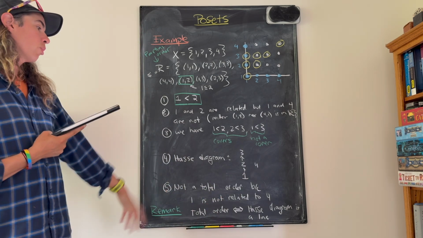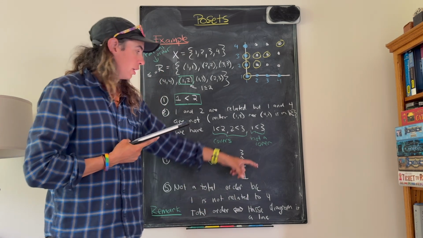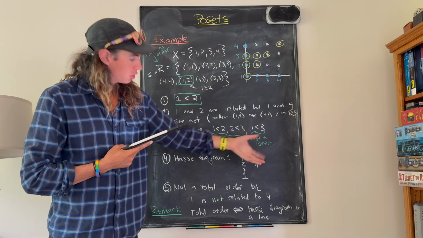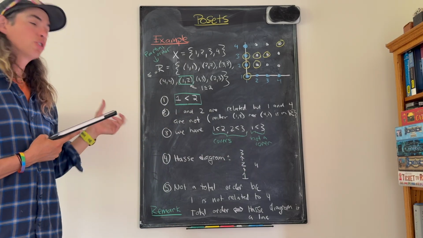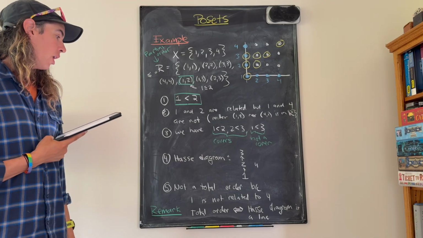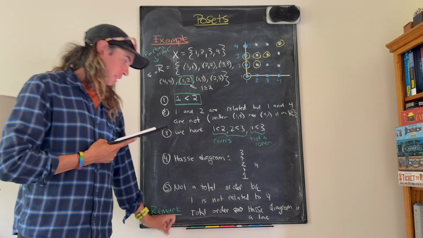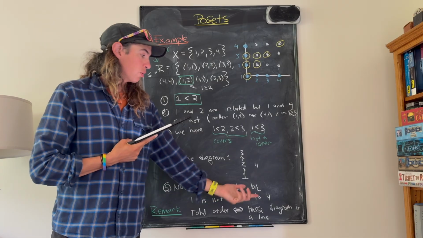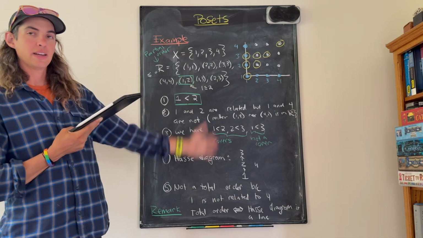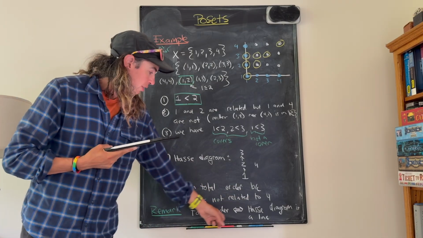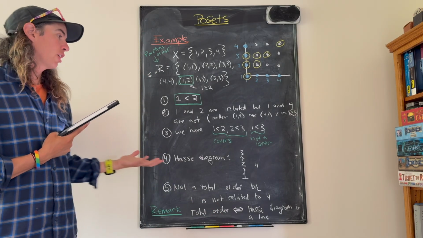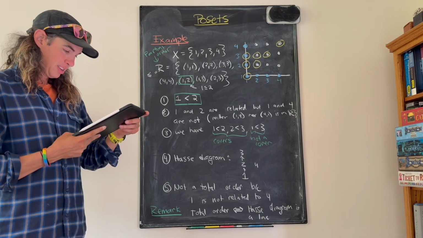And this is not a total order because 1 is not related to 4. So it can't be a total order. It's not true that any two elements are related to each other. My remark is that you have a total order if and only if the Hasse diagram is just a line. So again, whether you have a total order or not is very easy to read off from the Hasse diagram. Great.